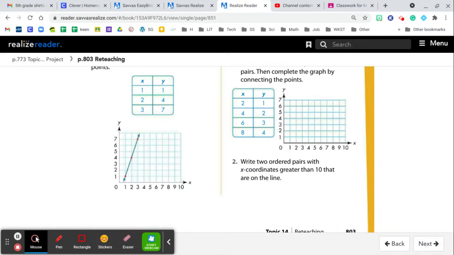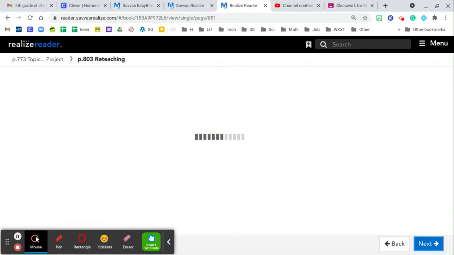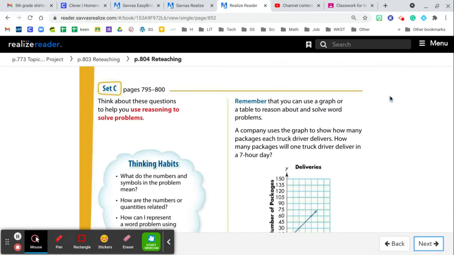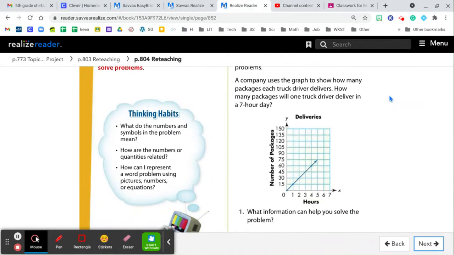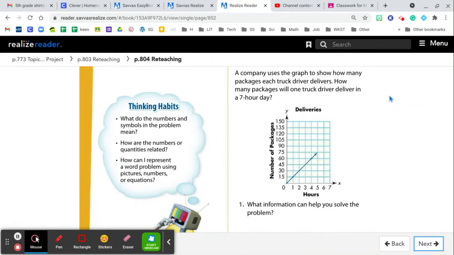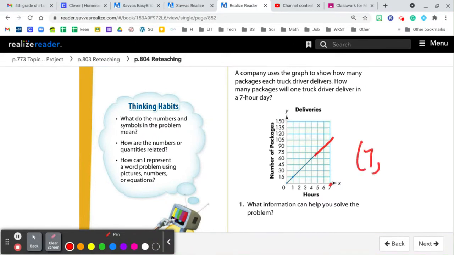Okay, next page. Remember that you can use a graph or table to reason about and solve word problems. A company uses the graph to show how many packages each truck driver delivers. How many packages will one truck driver deliver in a 7-hour day? If you look at the line, the line is ending, but it appears to be continuing. If you straighten it out, in 7 hours we would be at 105, right up there.